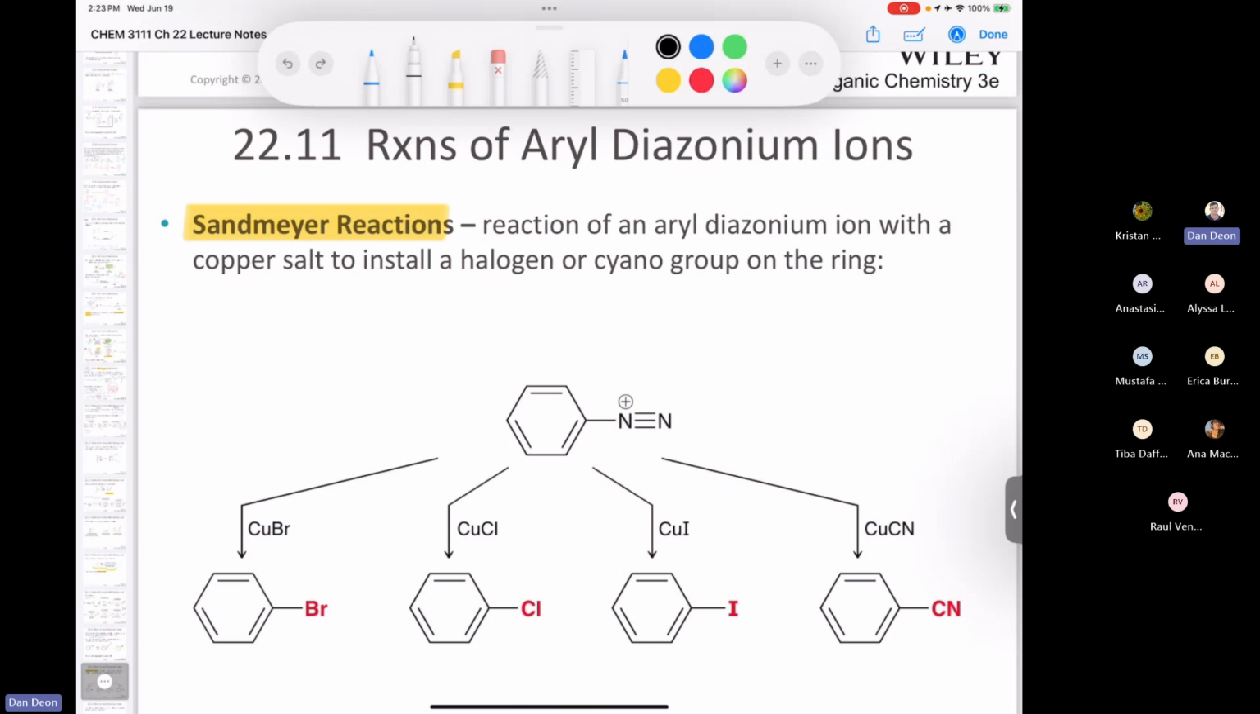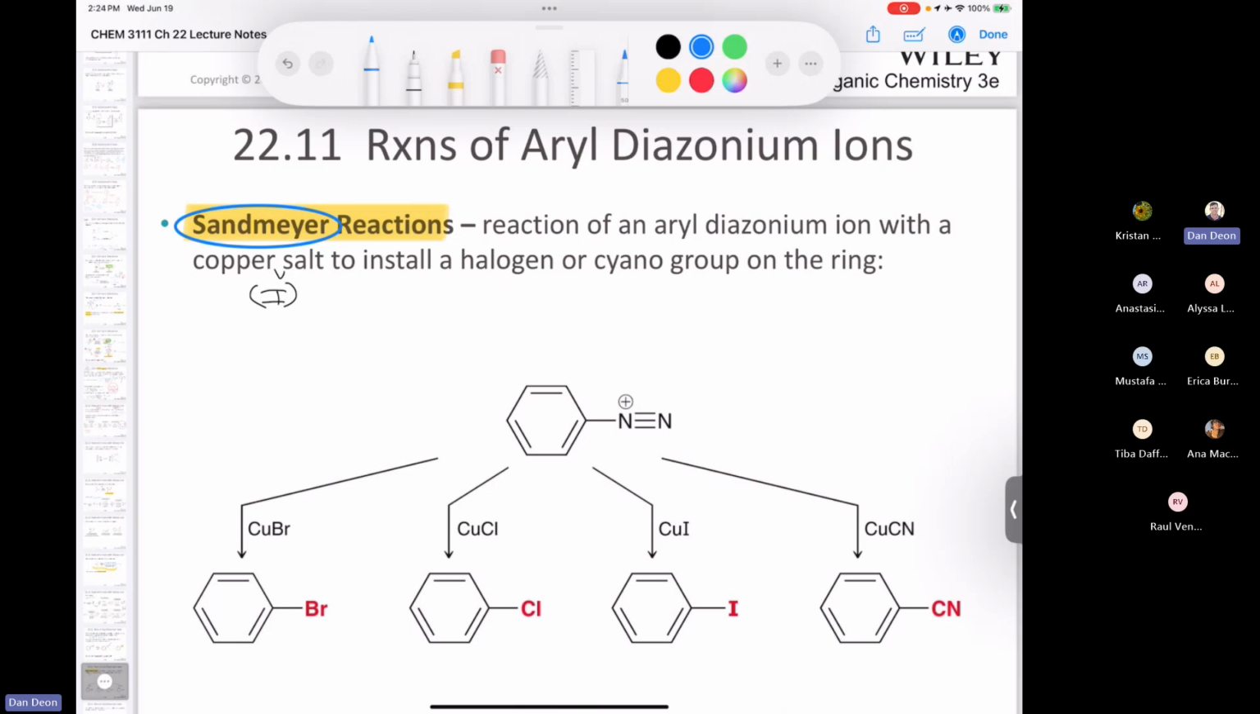So the aryl diazonium ion is reacted with a copper(I) salt. You could pair a copper(I) salt, like copper(I) bromide, copper(I) chloride, copper(I) iodide, or copper(I) cyanide, and you can make bromobenzene, chlorobenzene, iodobenzene, and benzonitrile, all of these different compounds. And these, like I said, are called the Sandmeyer reactions. They are all named after the same person, Sandmeyer, who discovered these.